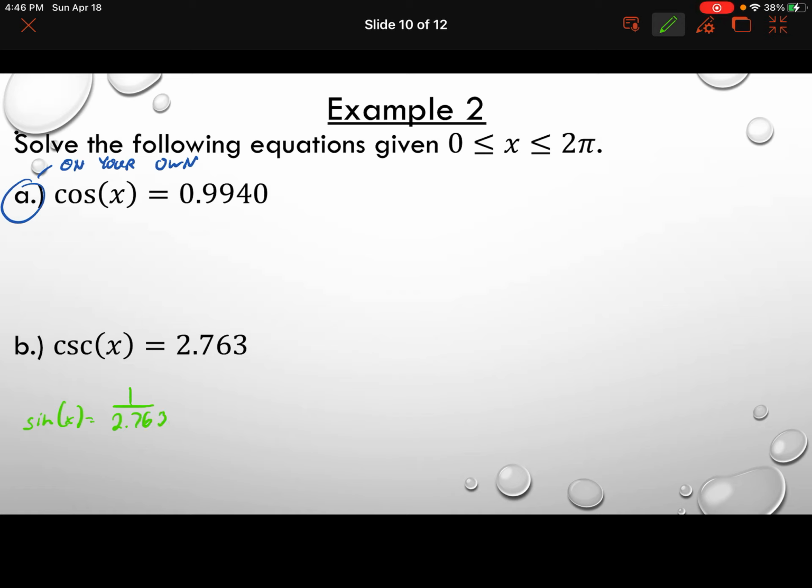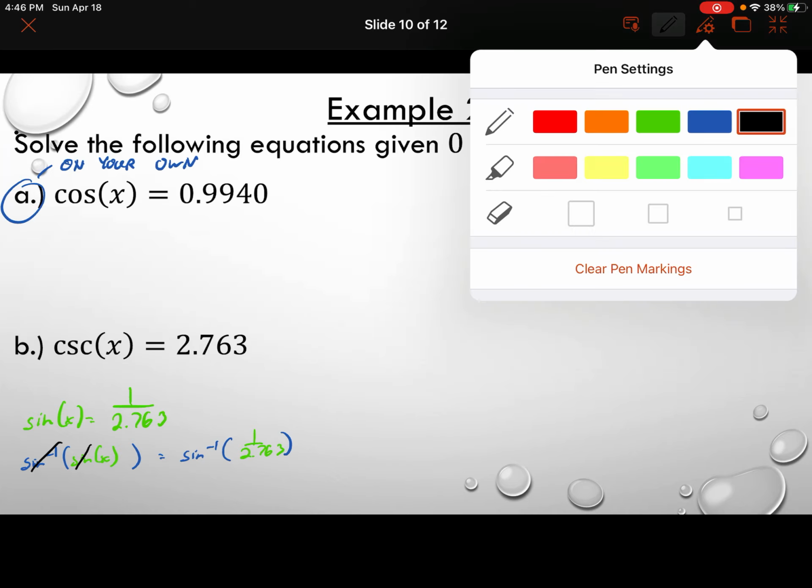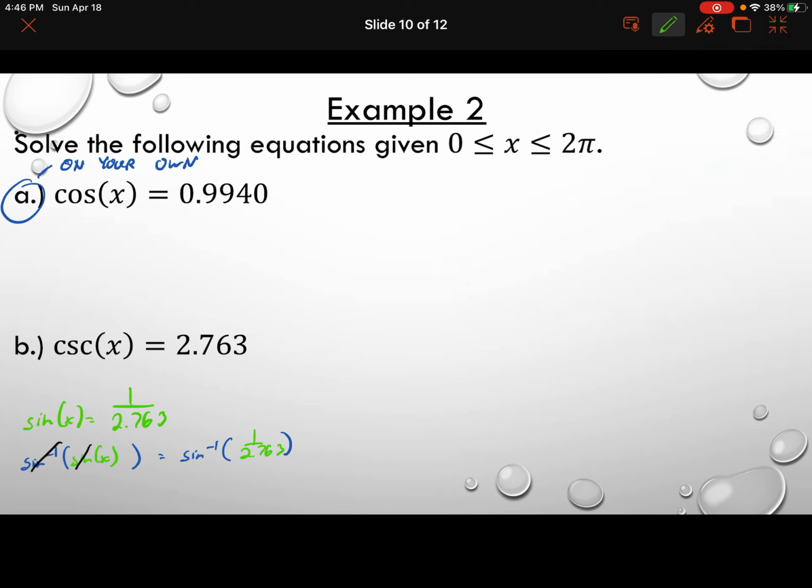At this point, now you can just take the inverse sine of both sides. So you end up with inverse sine of sine x and inverse sine of 1 over 2.763. These cancel out. You're left with that variable inside the parentheses, so you're just left with x is equal to whatever inverse sine of this number is equal to. So you'd have to plug that into a calculator.